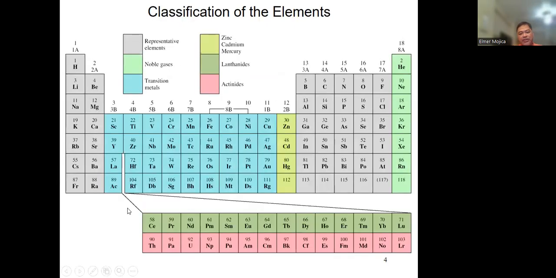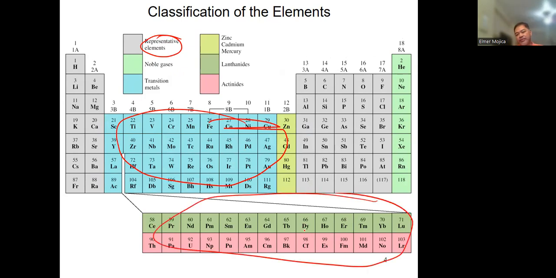And usually the s and the p orbitals are what we call the representative elements. And this one is what we call the transition elements, and this is the inner transition elements. If you look here, that's the lanthanides and this is the actinides. But in my other lecture, I will say representative elements for s and p orbitals, transition elements for the d, and inner transition elements for the f orbitals.